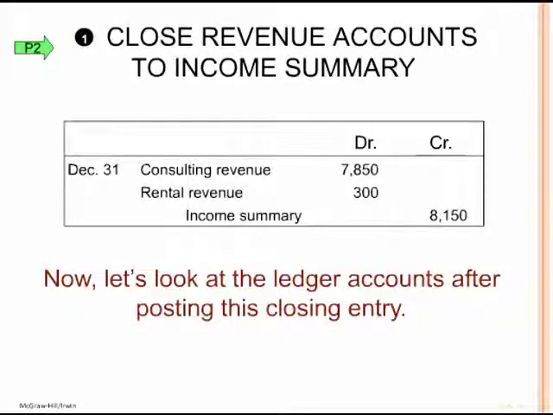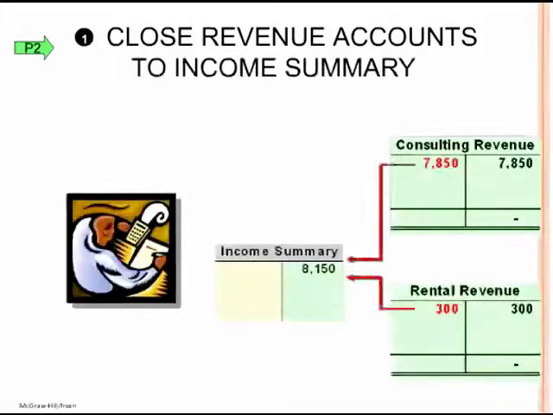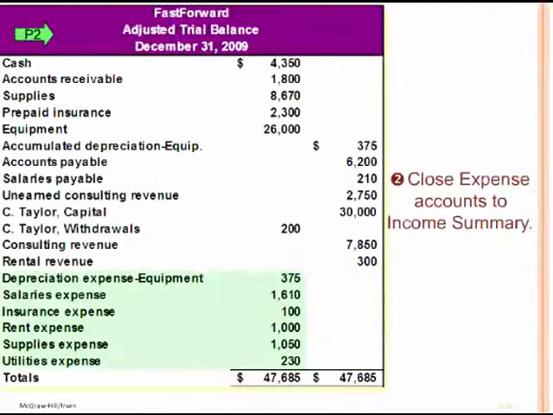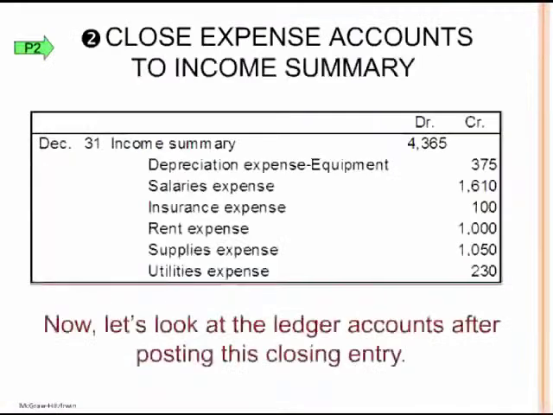Let's see what the ledger will look like after the closing entry is posted. The balance in both revenue accounts is now zero, and all revenue has been transferred to the credit side of the income summary. Our second step is to close all expense accounts to the income summary. Let's make the journal entry. We credit each expense account for its adjusted balance and debit the income summary for the total of $4,365.